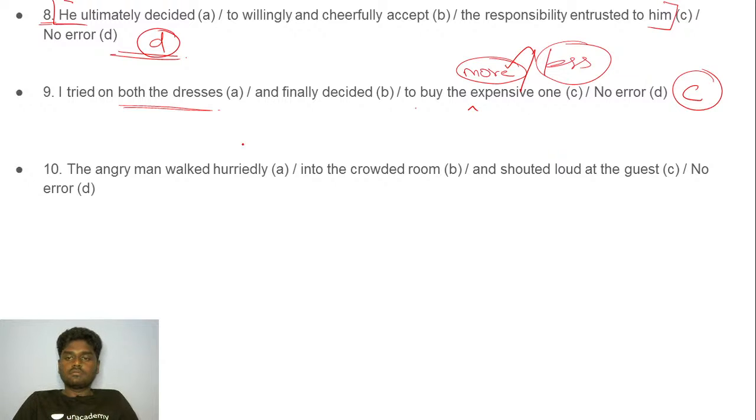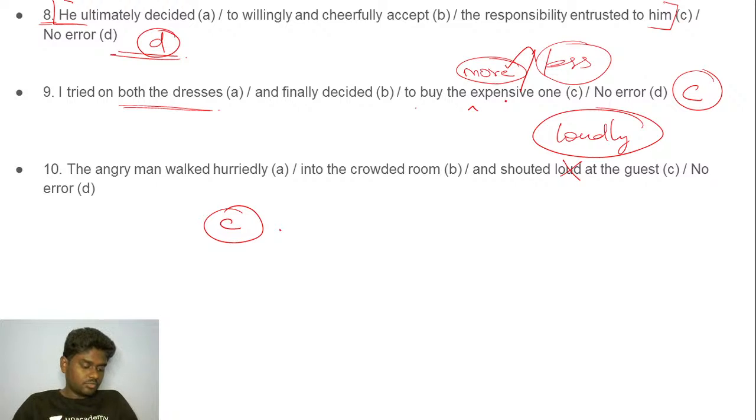So the error with this 10th one, it should be option C. Why? Because the angry man walked hurriedly into the crowded room and shouted loudly. It should not be loudly, and it should be shouted loud at the guest. So the adverbial form loudly should be replaced by the term loud.